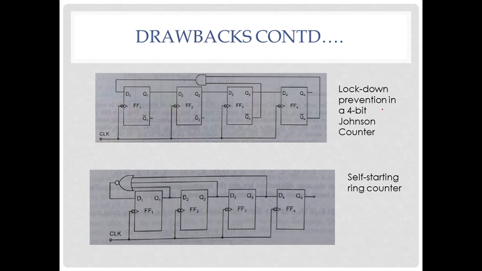To prevent lockout in 4-bit Johnson counters, just take Q3 dash and Q4 dash as inputs to an AND gate, AND the values of Q3 dash and Q4 dash, and feed it to D1, and that would solve your lockout problem in the Johnson counter. I think that's all I have to discuss about Johnson counters and ring counters as a whole.